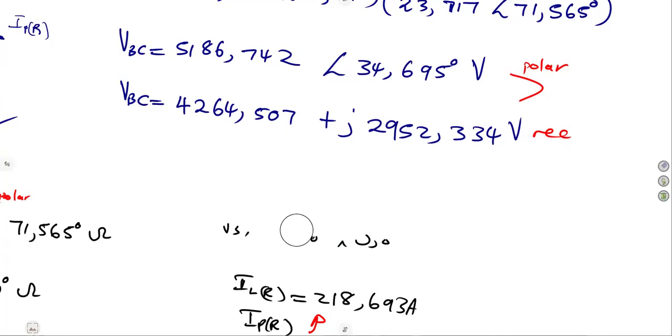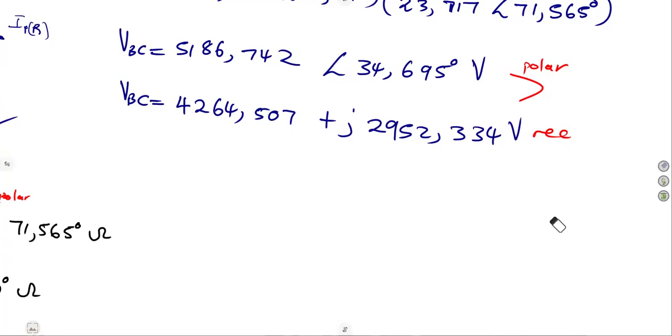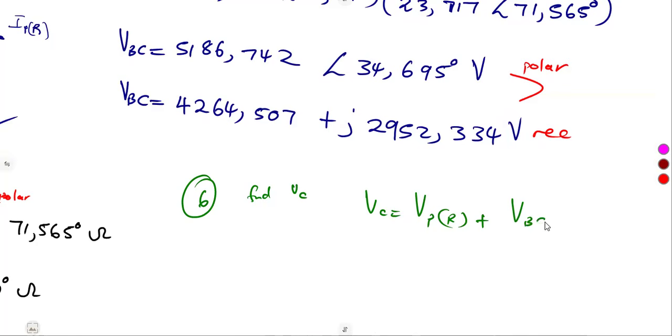So already we have got these values. This one is just a continuation, guys. Just follow up as it is. We have to find VC, which we said is equal to VPR plus VBC. This one we calculated before, guys, and it gave us 76,210 plus J0 in rectangular form. Remember, we said we're just going to take it at reference, at 0 degrees. Plus our VBC, which we also calculated. We have got this value in rectangular form.